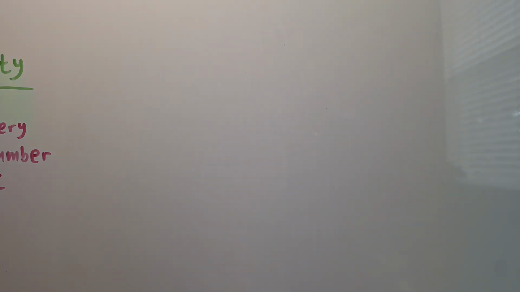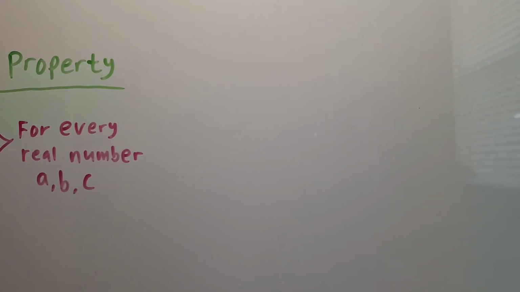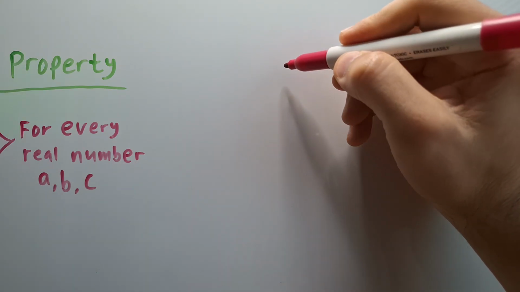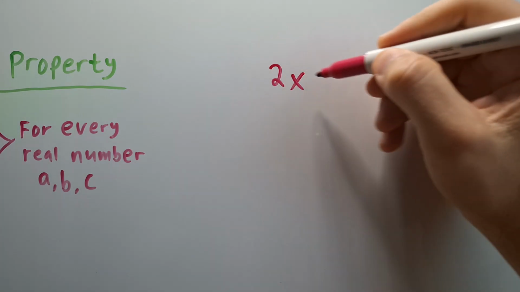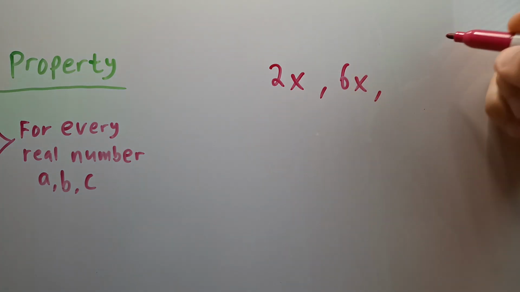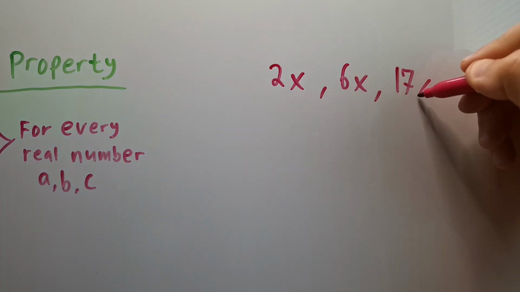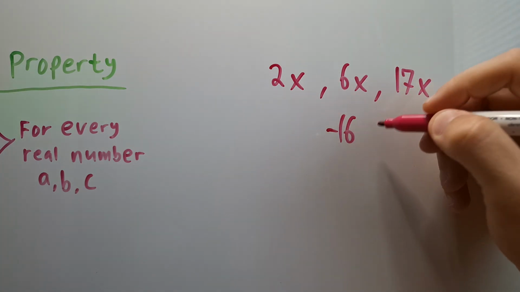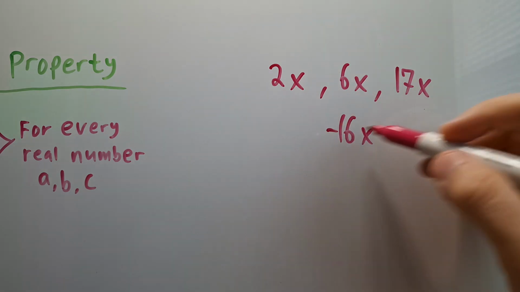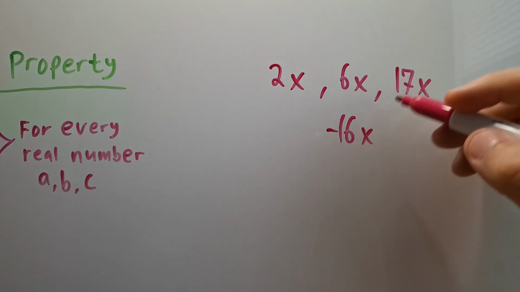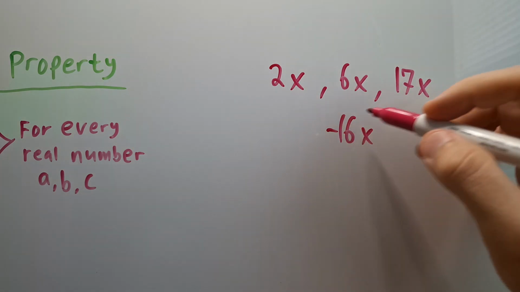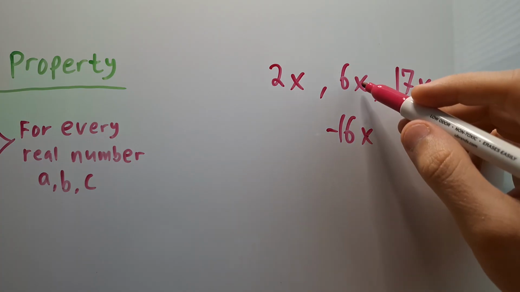So let's talk briefly about combining like terms. Like terms have exactly the same variable factors. We talked about variables a little while ago. If I had 2x, 6x, 17x, and, just to change it up a bit, -16x. These are all like terms because they share the same variable factors. They all share the same variable x.